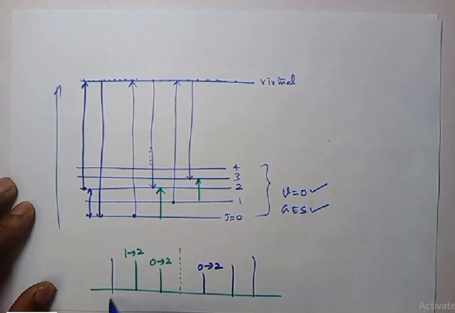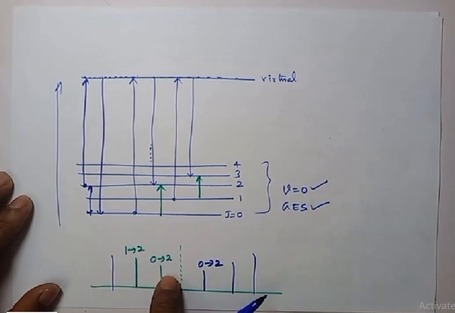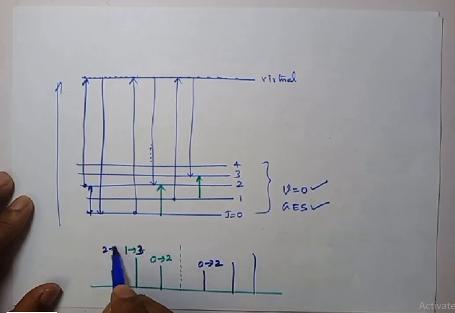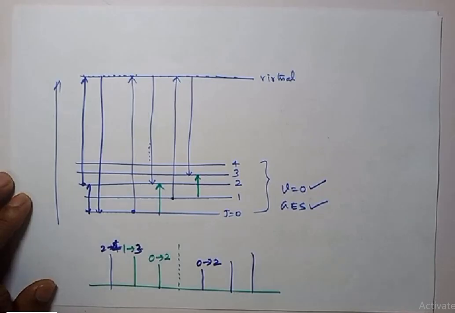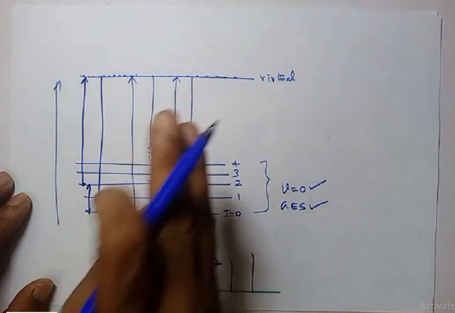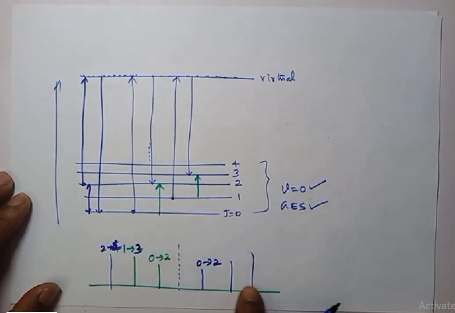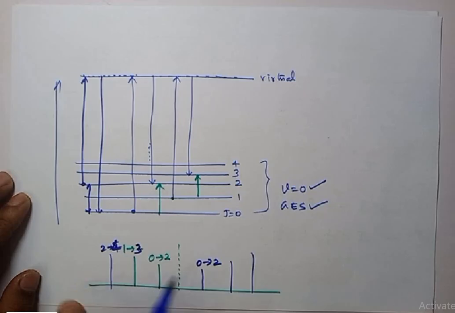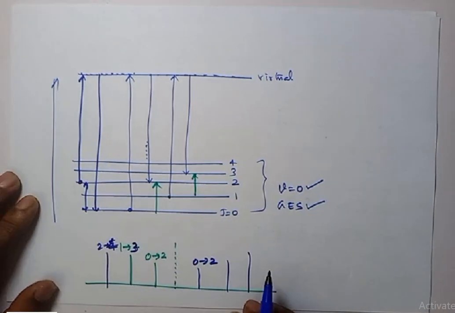Now listen carefully. Are these lines, the 0 to 2 line, 1 to 3 line, 2 to 4 line, 3 to 5 line, okay, you will get so many lines. Now, if the nuclei present in the molecule have spin, then it affects the intensity of these lines. Either there may be alternation in intensity, this line may be more intense, this line may be less intense. Again, this line may be more intense, this line may be less intense. So there may be alternation in intensity.